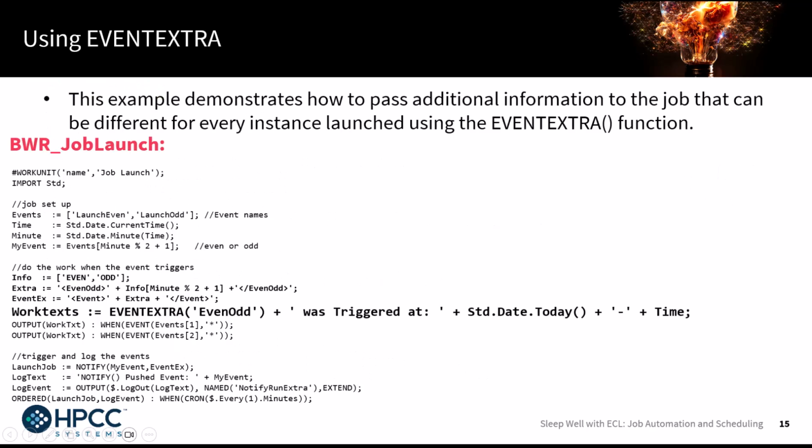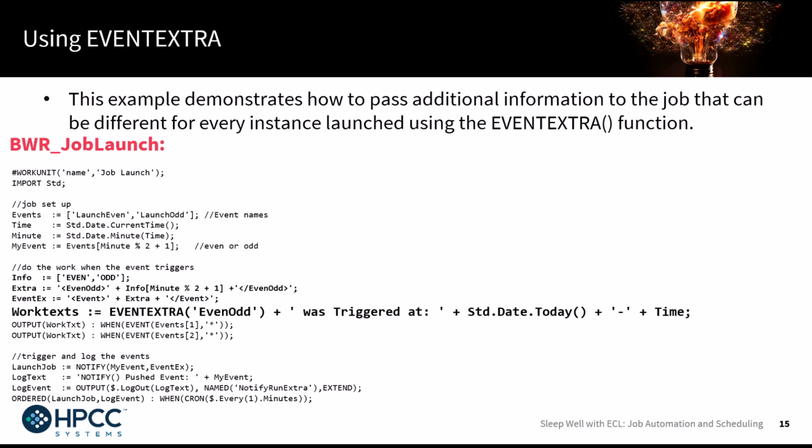And as you can see, this code is almost the same as the previous example, called BWR_job launch, with changes marked here in bold, where we're demonstrating the use of something called the event extra function. So we're just going to address the differences in this code from the previous one.